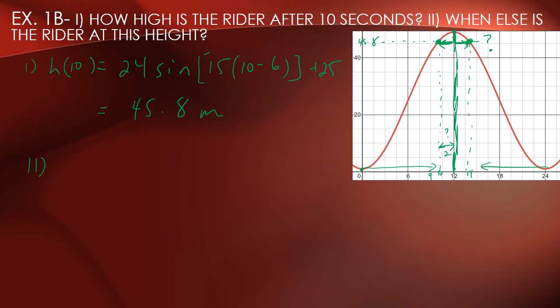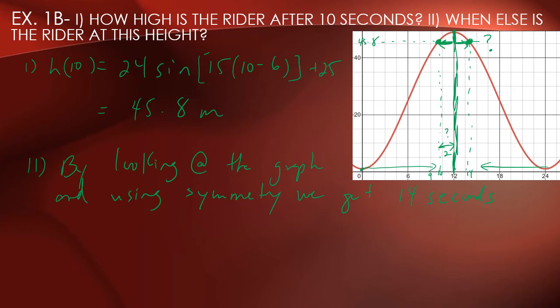So for part 2, all you have to do is say, by looking at the graph, and maybe you have a little sketch like I just made, and using symmetry, right? We use the symmetrical nature of sinusoidal functions to get these. We get 14 seconds. How could you double check your answer? Put 14 into your function, you should get 45.8, which we do.